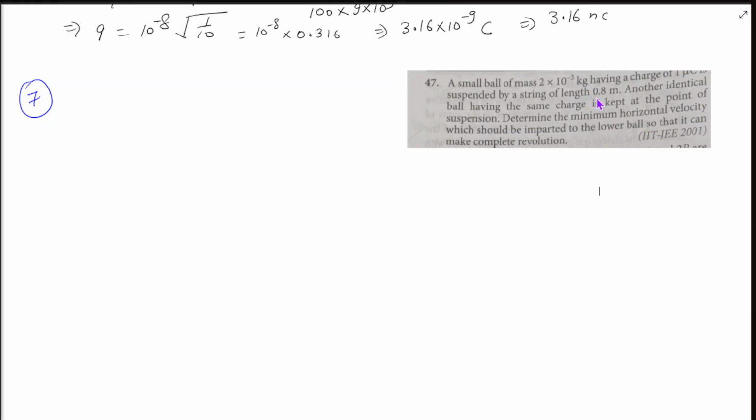A small mass M having a charge 1 microcoulomb is suspended from a string of length 0.8. Another identical ball with charge is kept at the point of suspension. Determine the minimum. Okay, it's again a lengthy question here. It's easy, but it's a lengthy question. Okay, so what is given here?